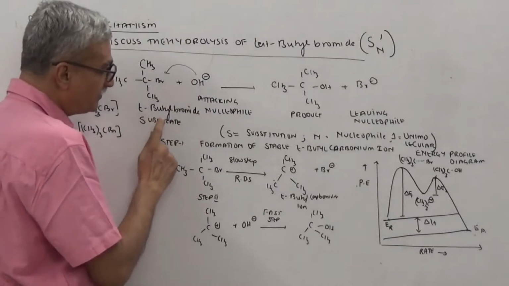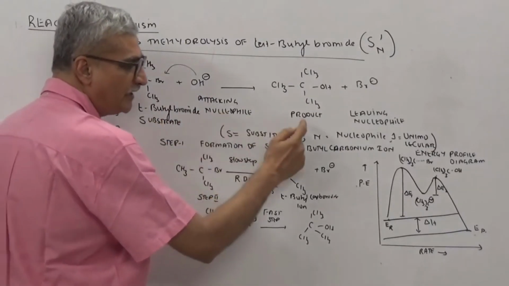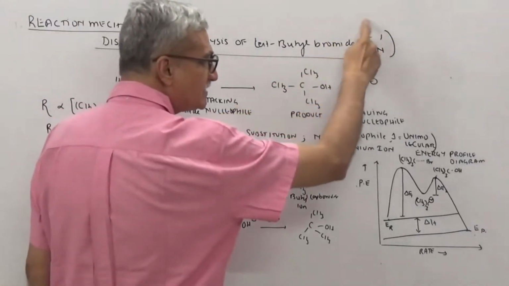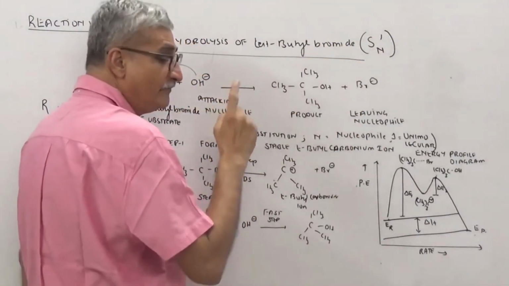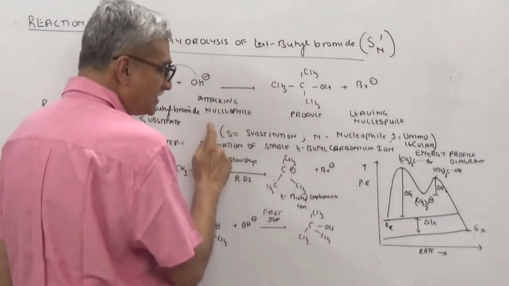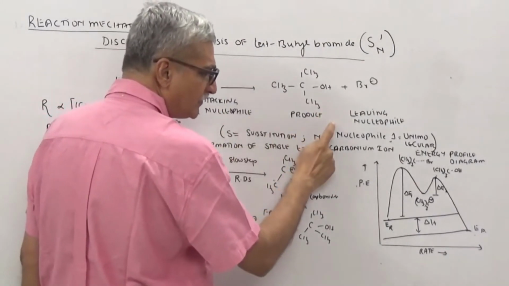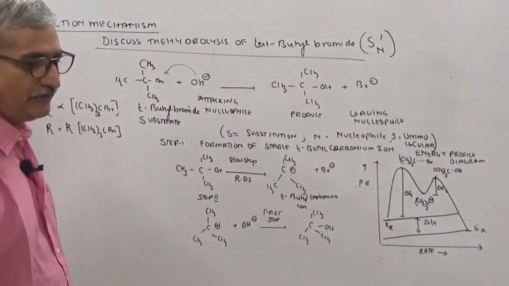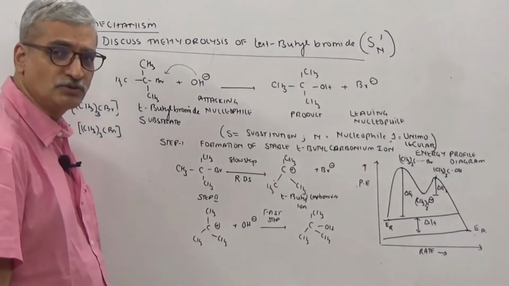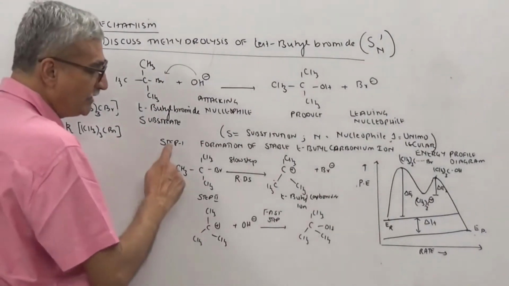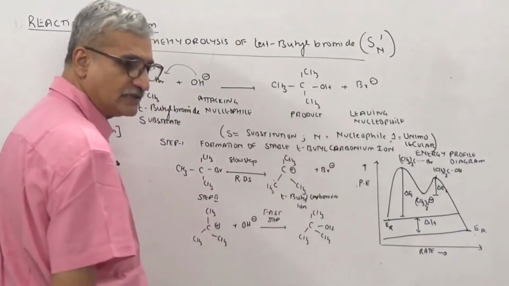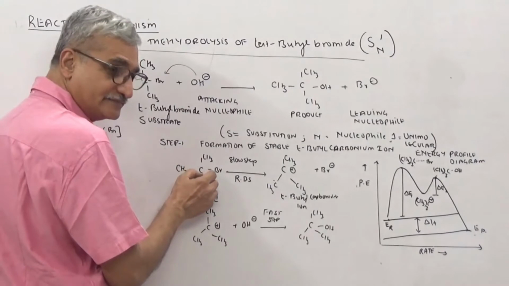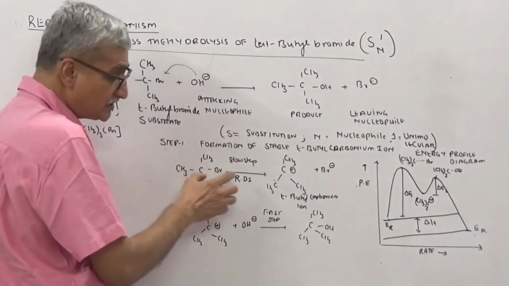Then you write down these points. This is the substrate, this is the nucleophile, the product and the leaving nucleophile. Then you have to say over here it follows the SN1 mechanism, where you have to explain the word. S stands for substitution, N stands for nucleophilic, and 1 is because it is unimolecular. Then we start our discussion that it takes place in 2 steps. Step 1 is formation of a stable carbonium ion, tertiary butyl carbonium ion. Since this is bond breaking, this is a slow step.